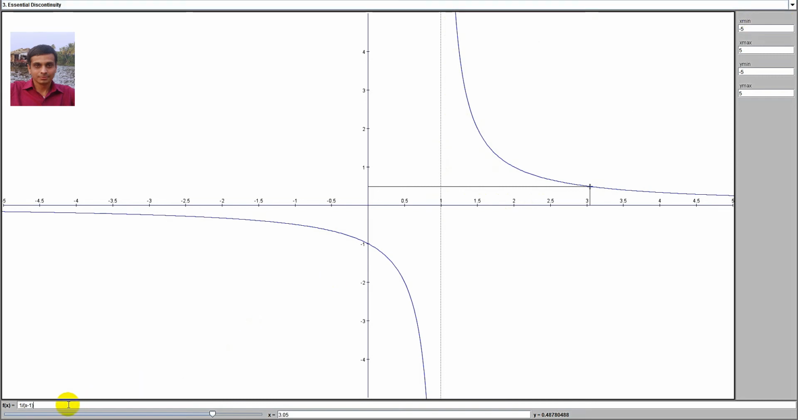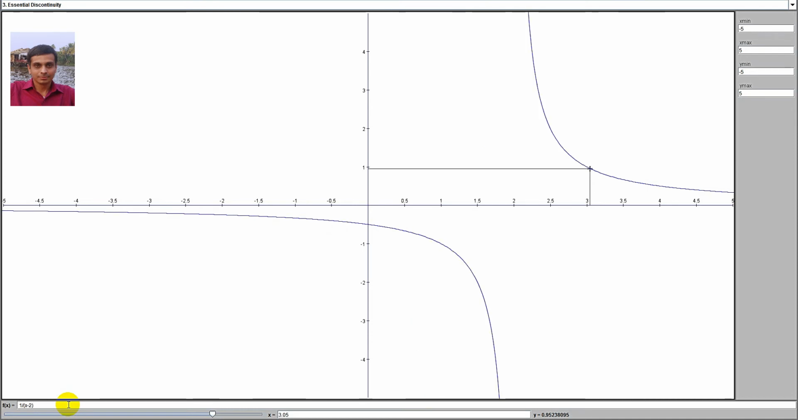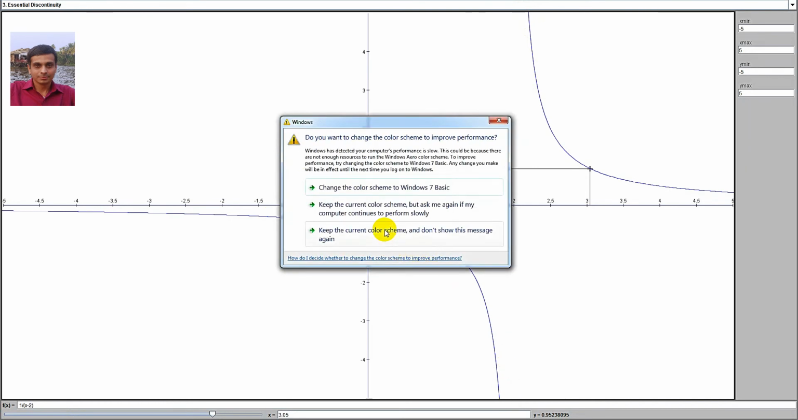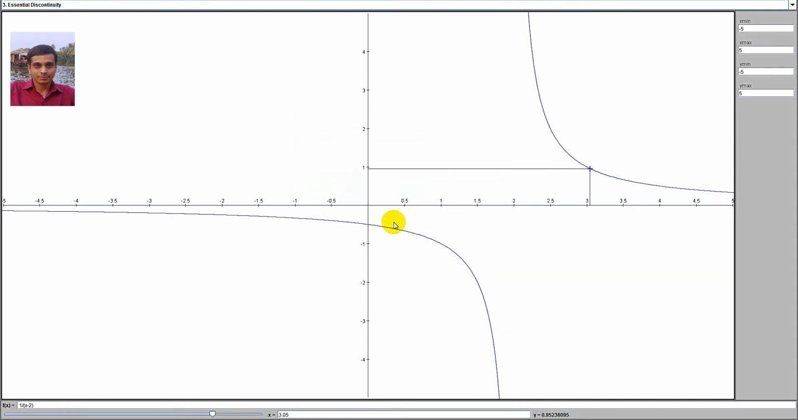Instead of 1 upon x minus 1, if I take 1 upon x minus 2, it will get split at point 2 and point 2 will be the point of discontinuity. So what are discontinuous functions? They are functions without a continuous course. They are having breaks or jumps. The graph might be split in two or more parts.